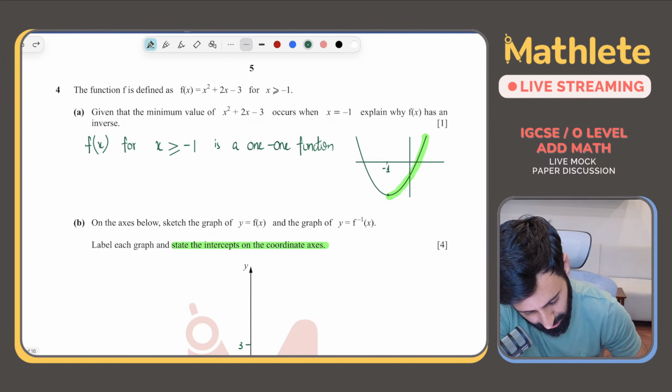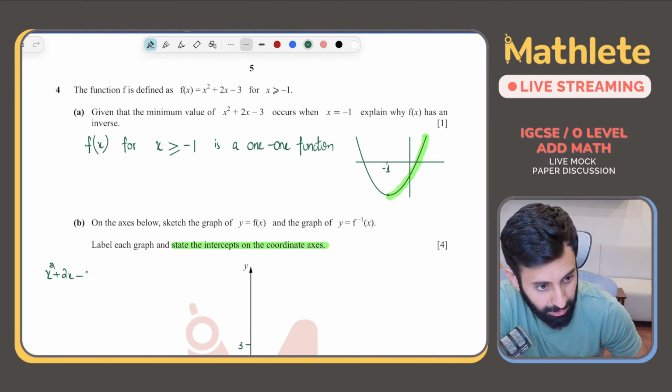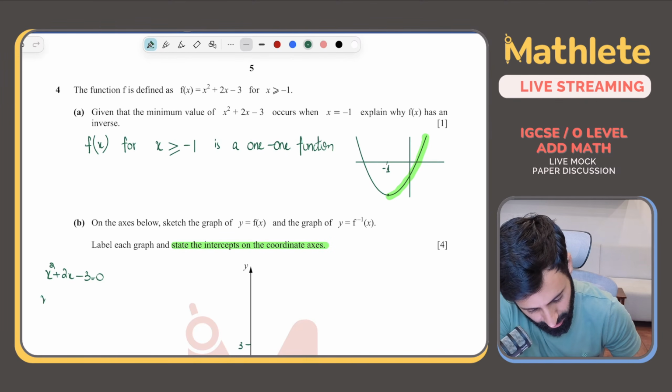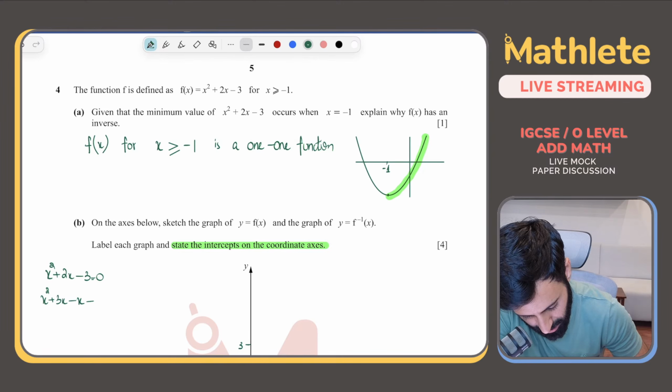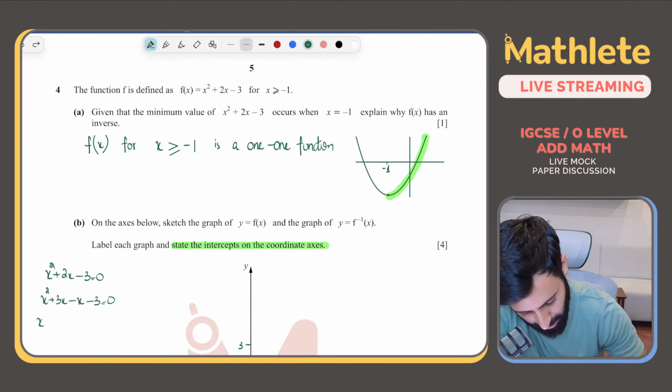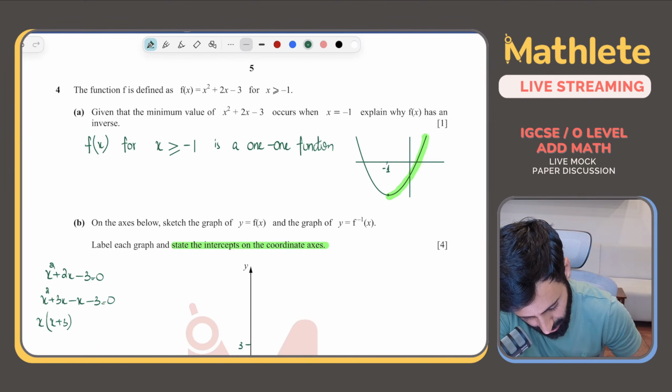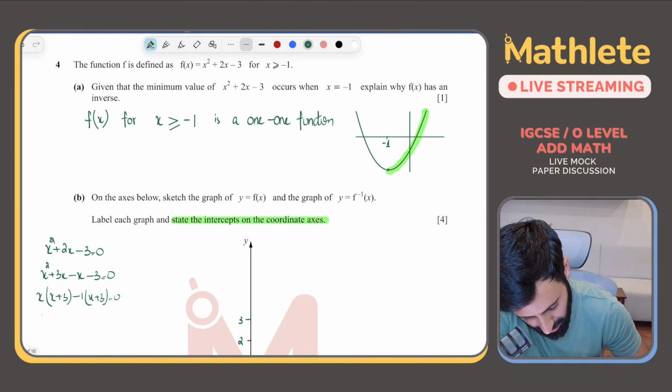How will I find out the x-intercept? For the x-intercept, simply equate this to 0. So x squared plus 2x minus 3, let's equate this to 0. Let's take x common, so we have x plus 3 inside the bracket. Then let's take minus 1 common, so we have x plus 3 inside the bracket. So it can be seen that one x-intercept is 1, the other is minus 3.